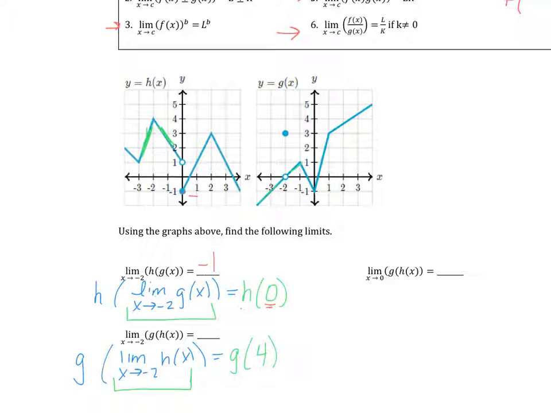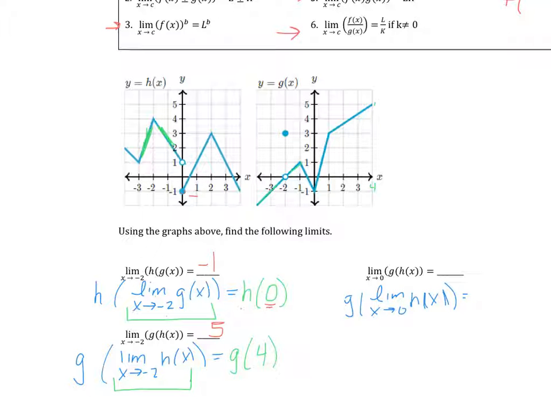So I go to my g graph. They didn't label it, but I can count and say 4. Yep, I'm going to go way up there, and that answer is 5. And last but not least, this guy. I would do g of the limit as x approaches 0 of h of x. Sorry, those parentheses are kind of ugly. So the limit as x approaches 0 of h of x is what?